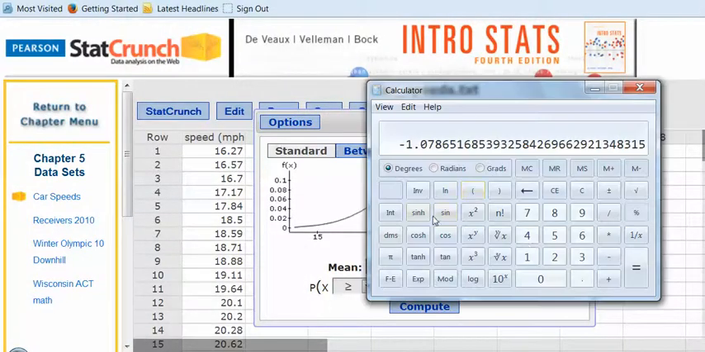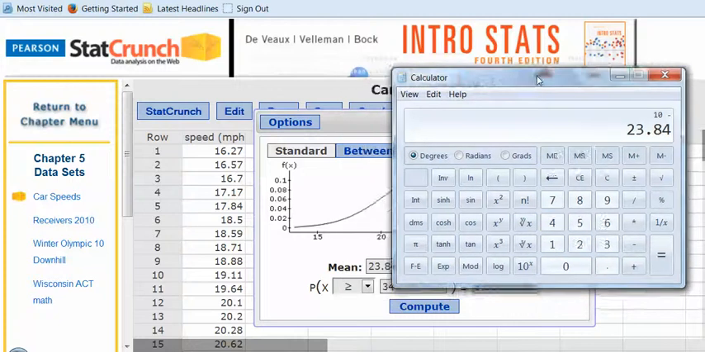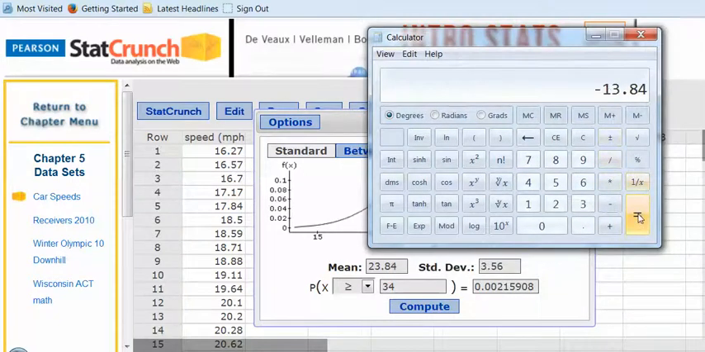We could also calculate the z-scores. For 10 miles per hour, we take 10 minus the observed mean, 23.84, and then divide by 3.56. So that car going 10 miles per hour is 3.89 standard deviations below the mean. For the car going 34 miles per hour, I'm doing the same calculation, figuring out the z-score, and it's 2.85. So we see that the car going 10 miles per hour would be more unusual.